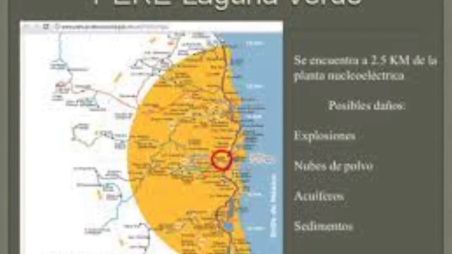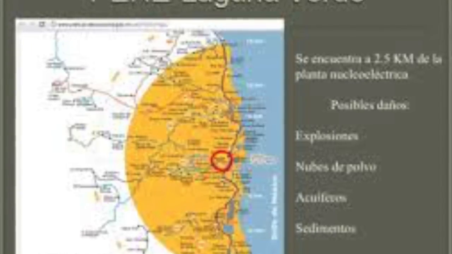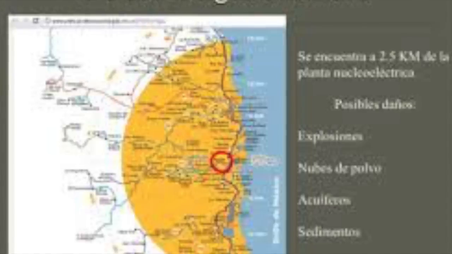It only manages 3% of our country's energy, and the country won't even suffer from losing this plant, since the CFE, which also manages the country's electricity, has 40% leftover power. So that means that it has 40% power remaining, so it could easily replace the nuclear plant that we have.